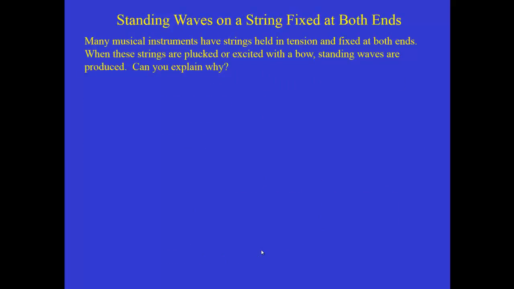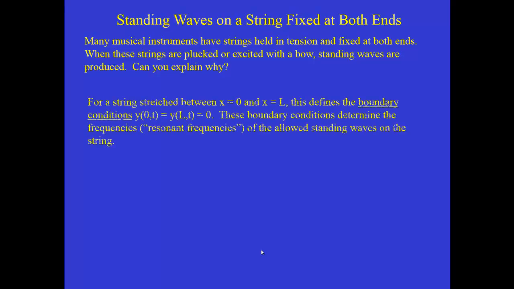So many musical instruments have strings held in tension and fixed at both ends, and when these strings are plucked or excited with a bow like in a violin, standing waves are produced. And I think if you followed the explanation that I just gave, you can explain physically why that is.